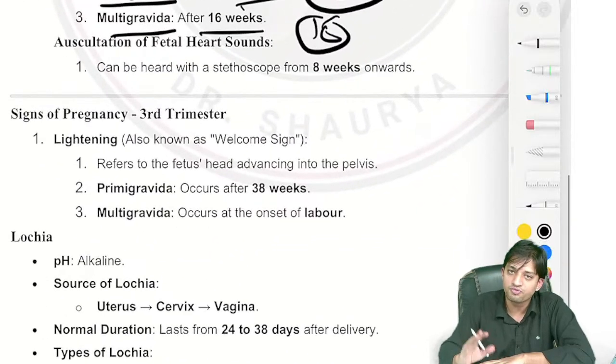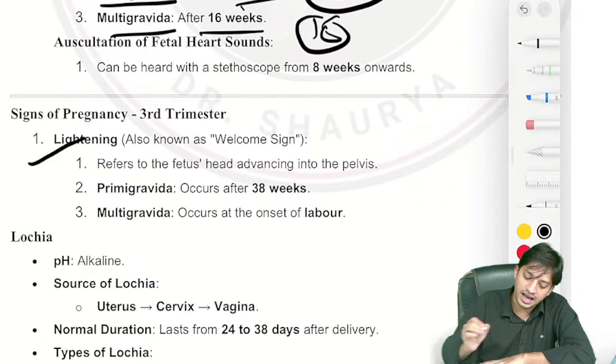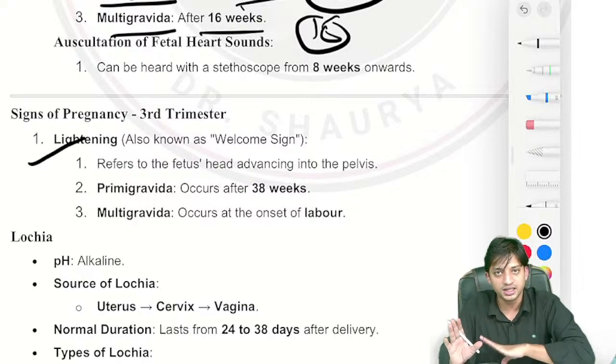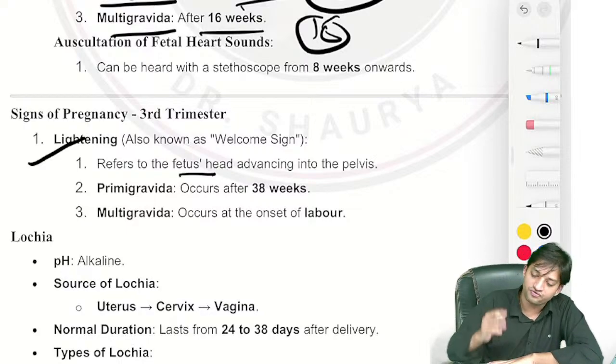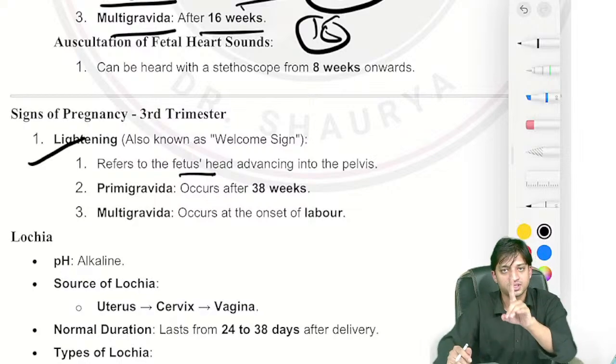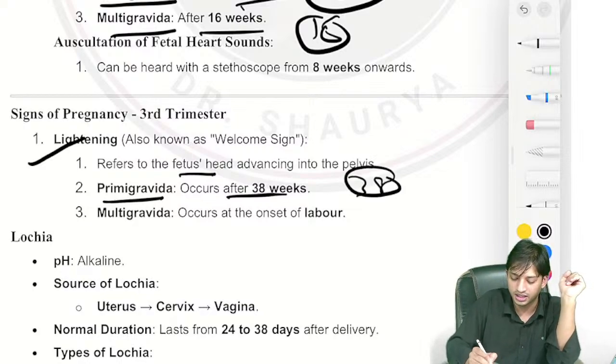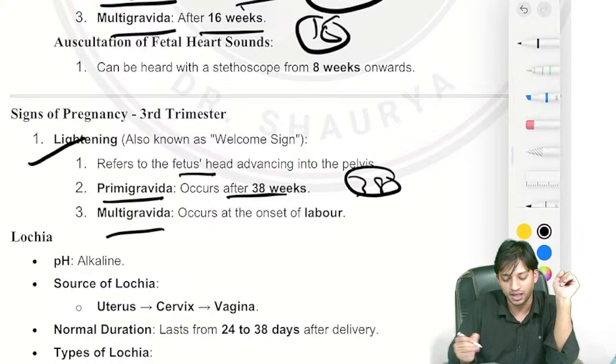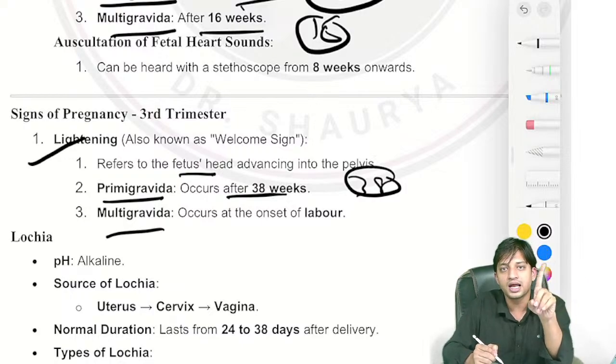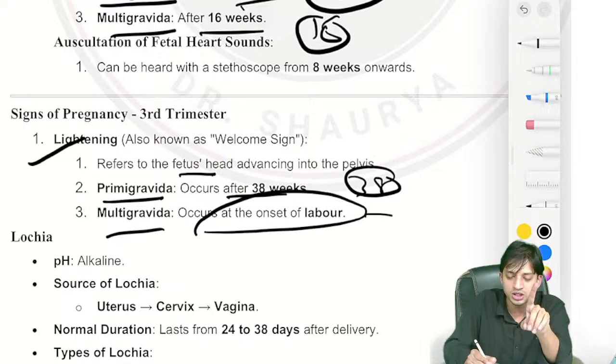Now, signs of pregnancy in third trimester. Lightning, also called the welcome sign, it refers to the fetal head advancing in the pelvis, right? Primigravida, it occurs after 38 weeks, right? And in multigravida, when does lightning happen? Lightning happens just before the onset of the labor.